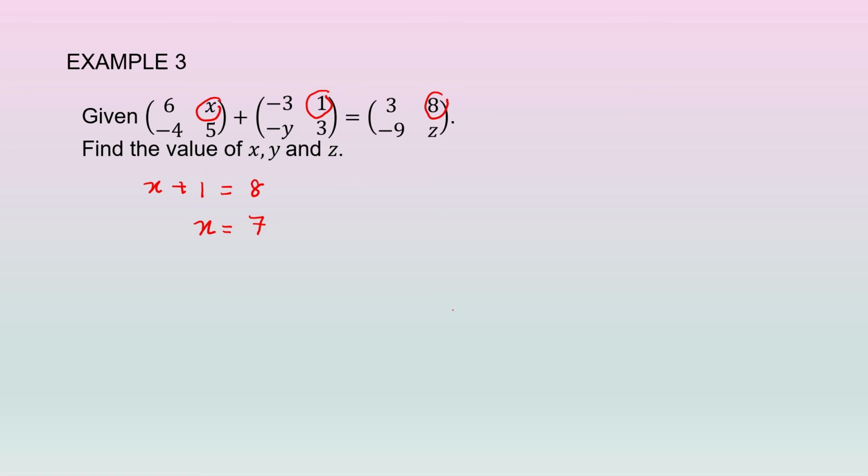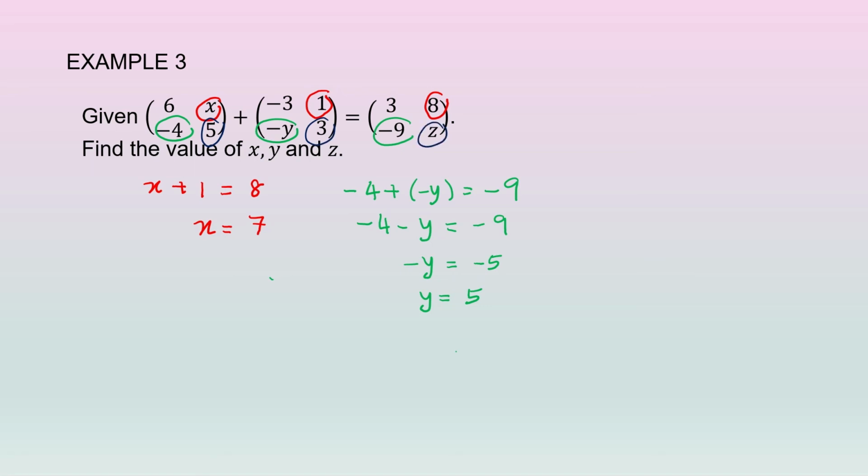Maybe I can use another color supaya kita nampak beza dia. So negative 4, negative y, negative 9. So negative 4 plus negative y is equal to negative 9. Very easy then. Negative 4 minus y is equal to negative 9. Negative y is equal to negative 9 plus 4. Kita pindahkan 4 tu. So we have negative 5. So y is equal to 5. The last one: 5 plus 3 is equal to z. This one is very easy. So z is equal to 8. Yahoo, dabba-dabba-doo.